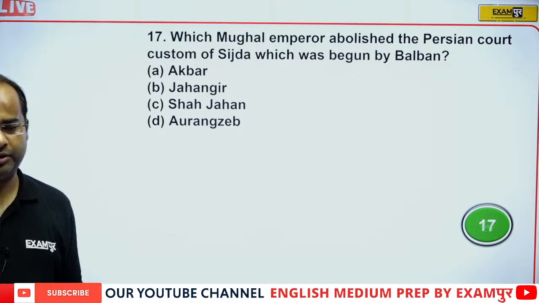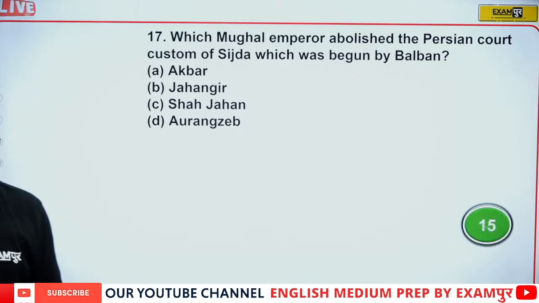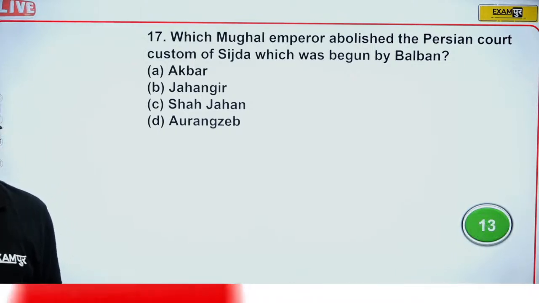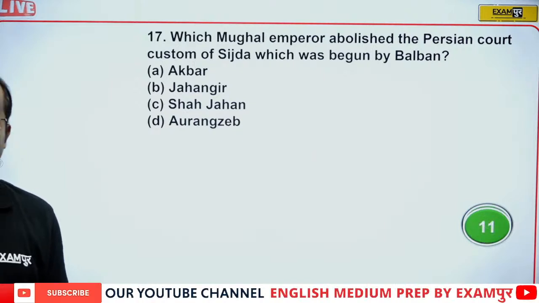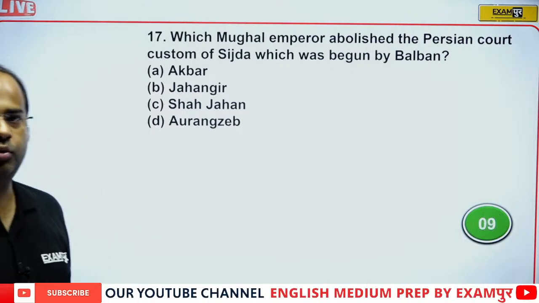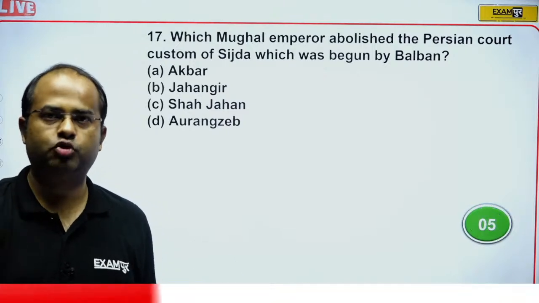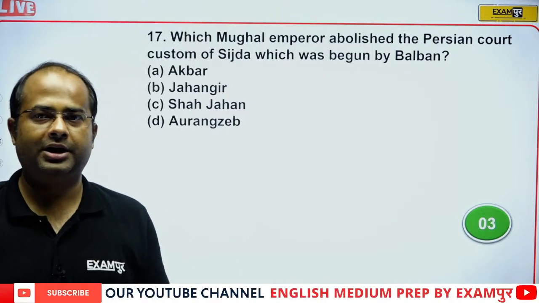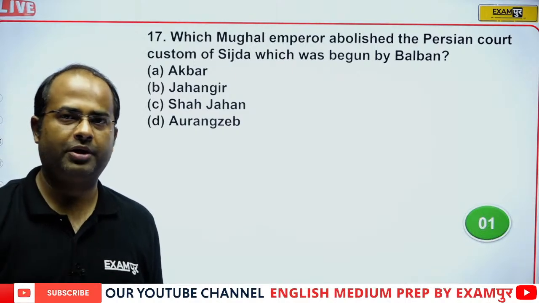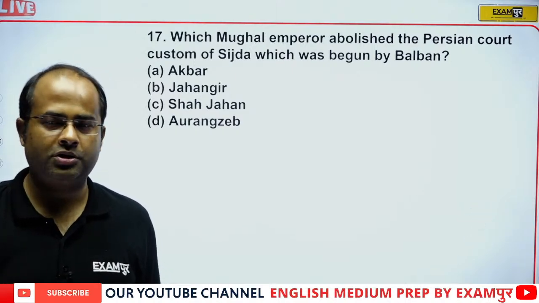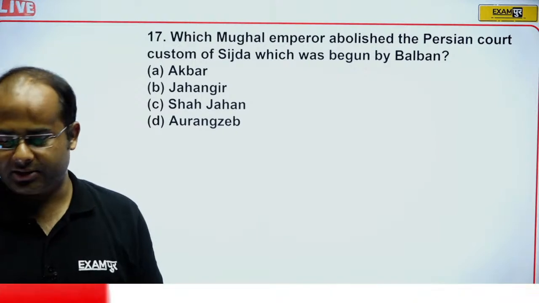Now come to the next question: which Mughal emperor abolished the Persian court custom of sajda that was begun by Balban? Which of the following Mughal rulers, guys, prohibited the use of sajda in court? Sajda means to bow before the king, and he started a new system. Earlier it was a Persian system to do sajda and pabos. Who ended this sajda system?